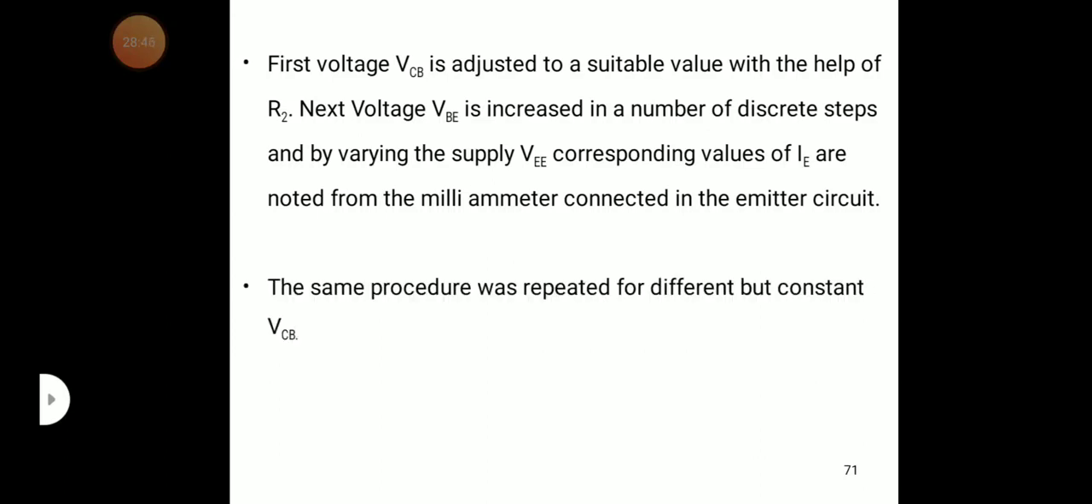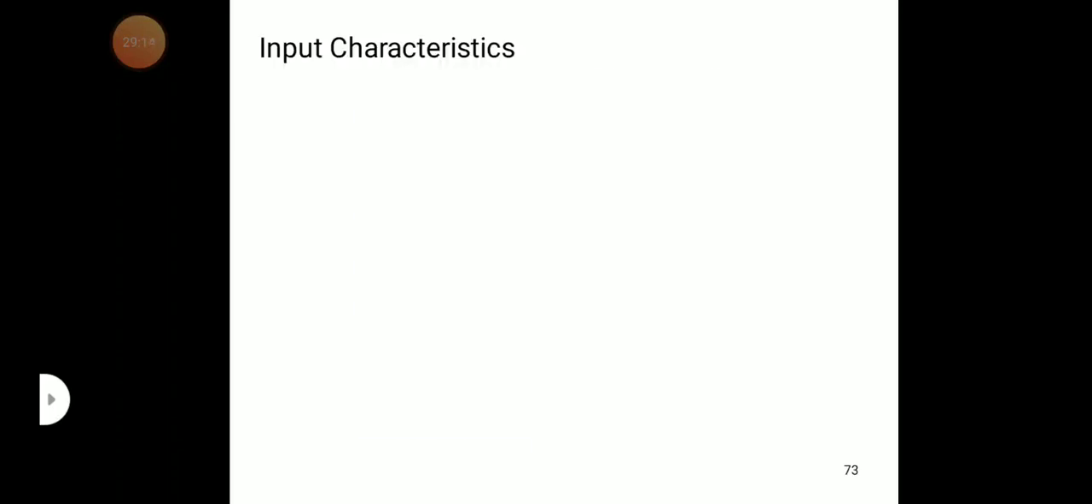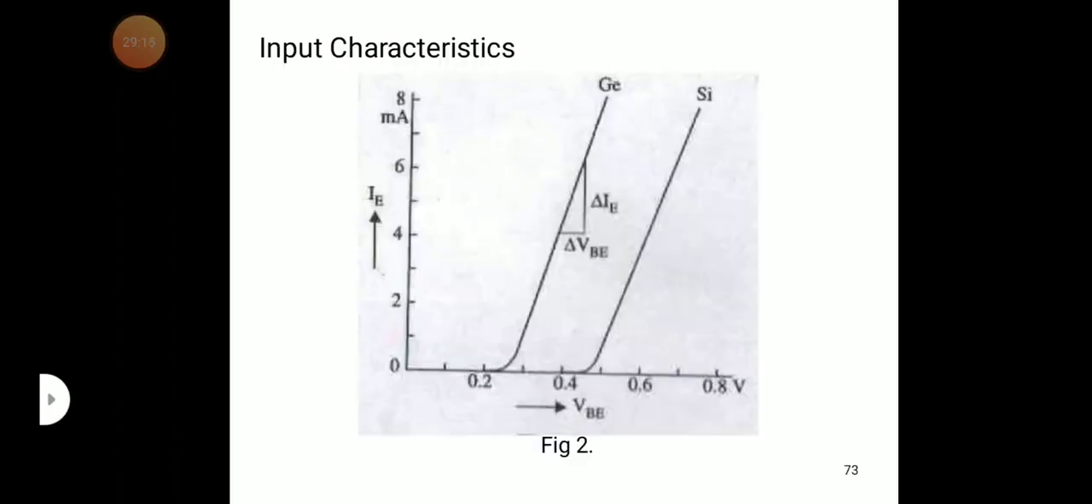Thus, the same procedure is repeated for different but constant VCB. For one VCB, one set of readings; like that, for different VCB values, we need to take readings. When plotted, we get the input characteristics as shown in the figure, one for germanium and the other for silicon.